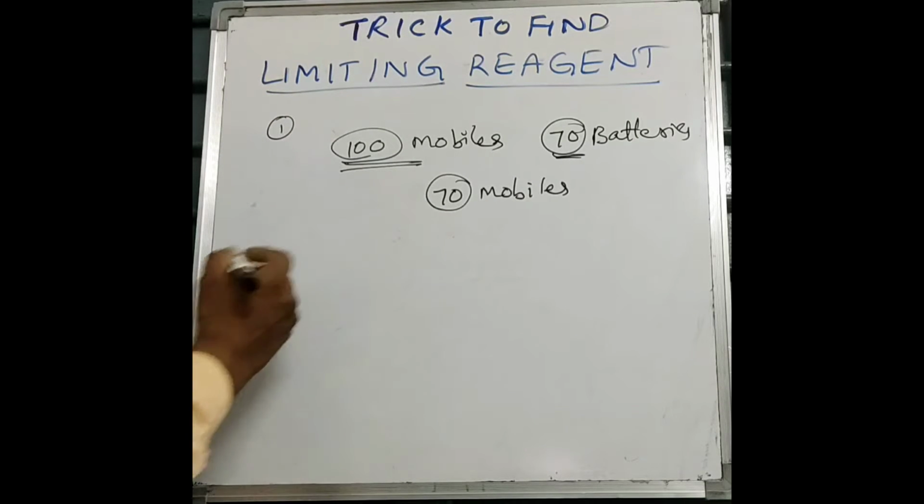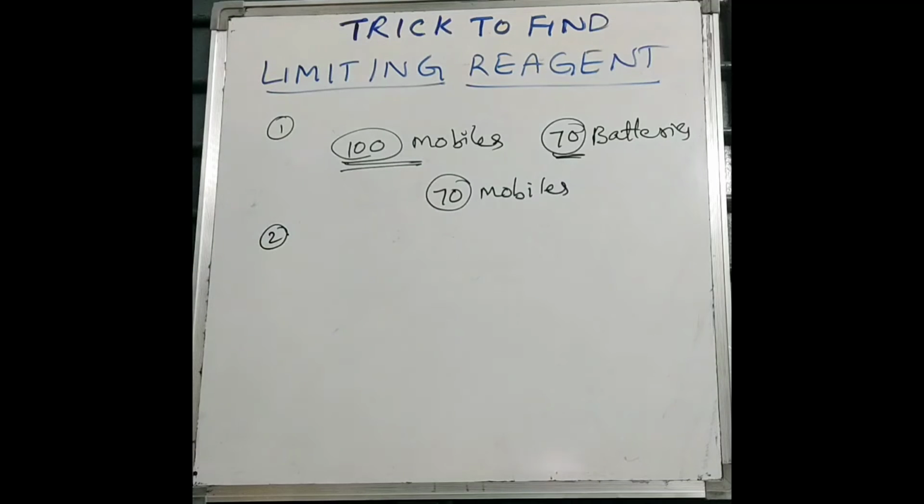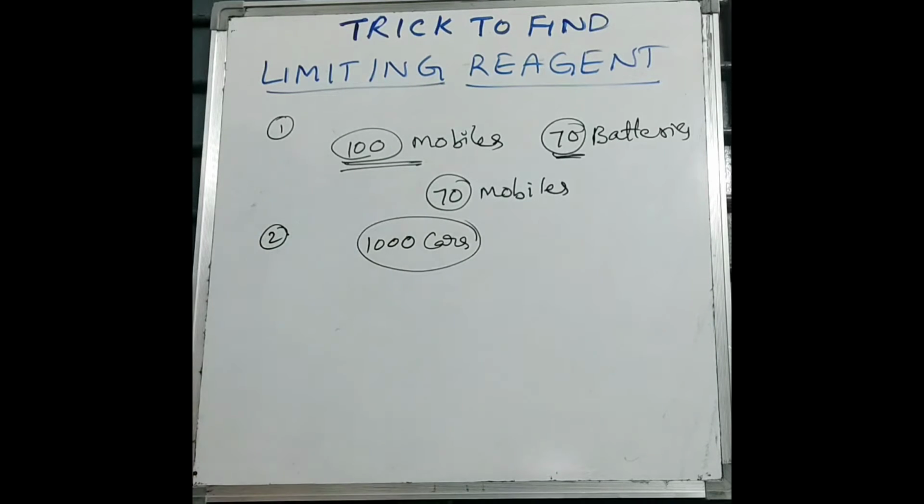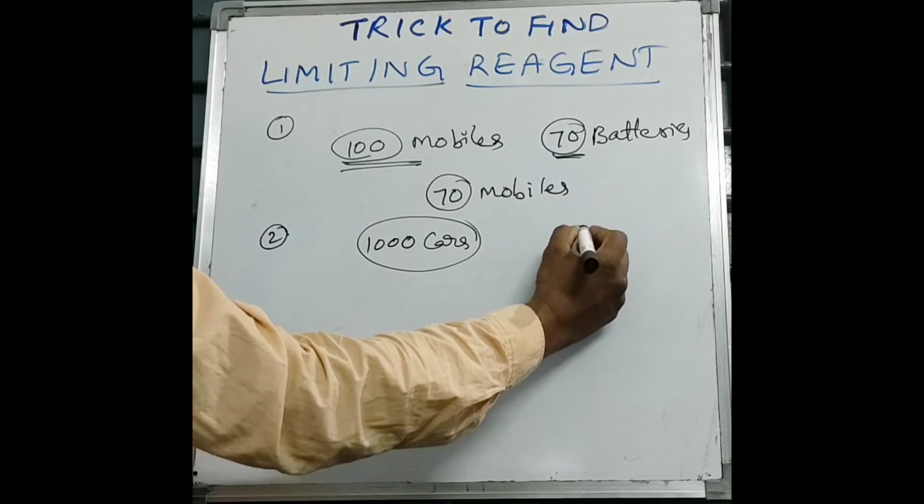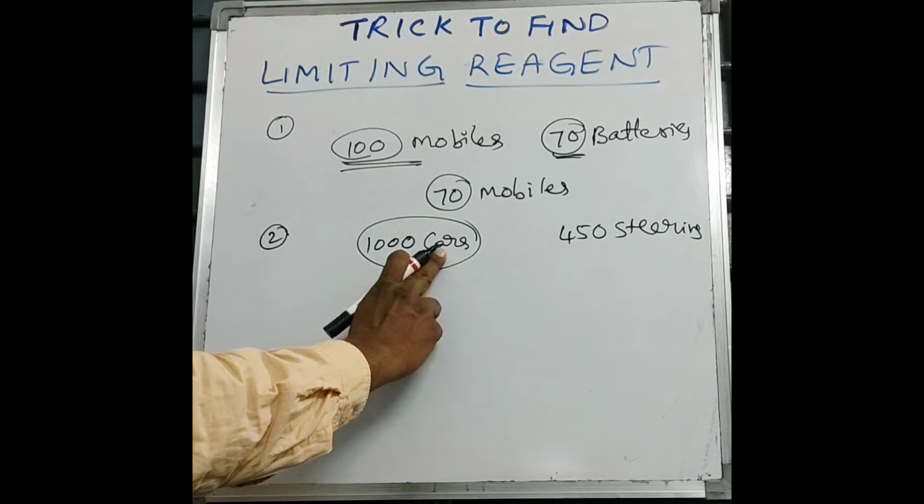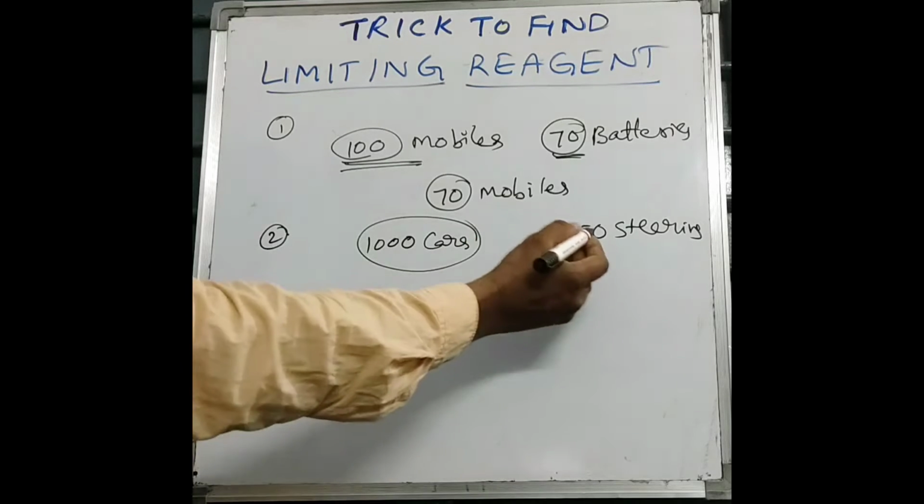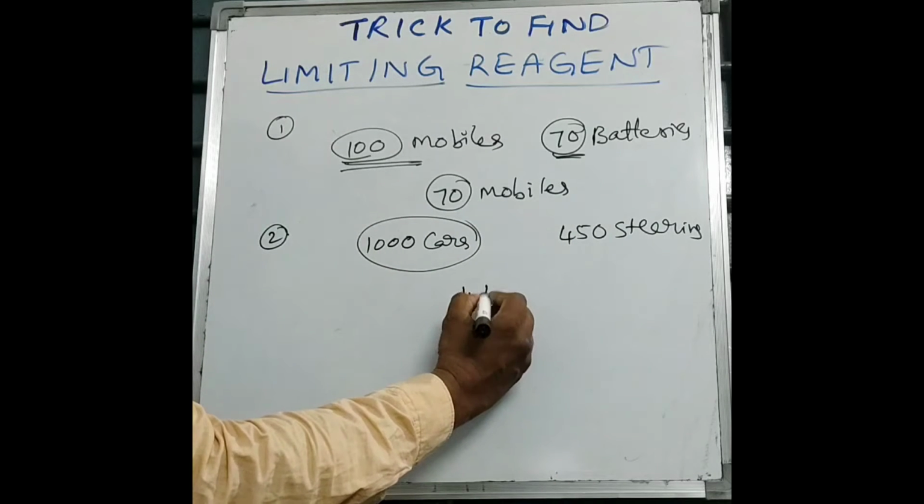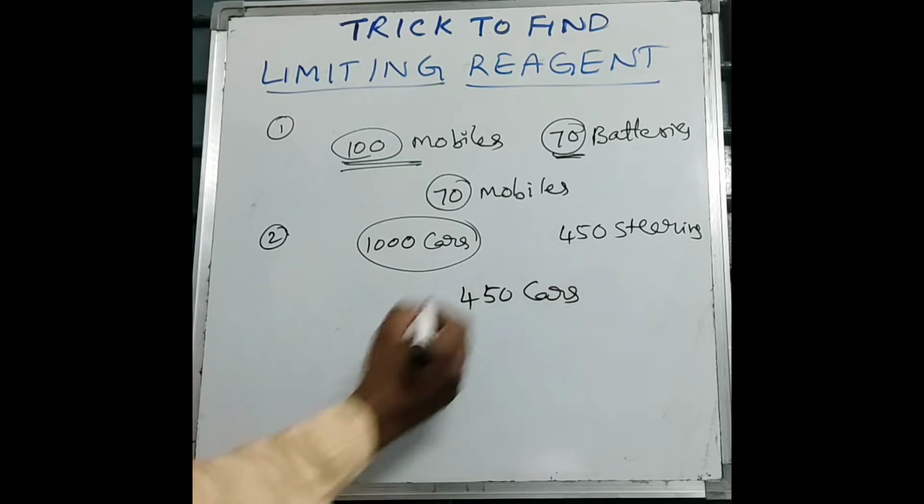In the next example, in a car showroom, 1000 cars are there and 450 steerings are there. These are the cars without steering. These are the steerings without car. That showroom is able to sell how many cars? By fixing steering to these cars, they can sell only 450 cars.